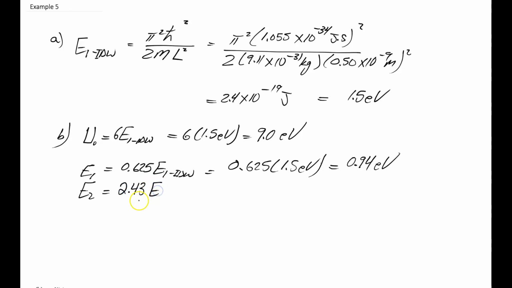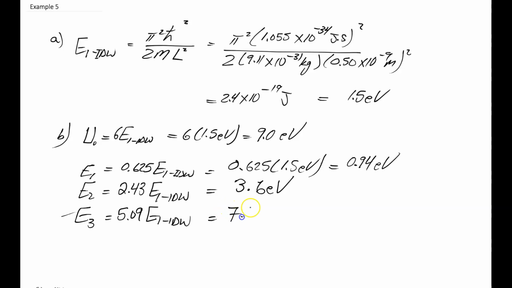2.43, that much of the first energy, and that will give us 3.6 electron volts. E3 is 5.09 times that energy, which is 7.6 electron volts.